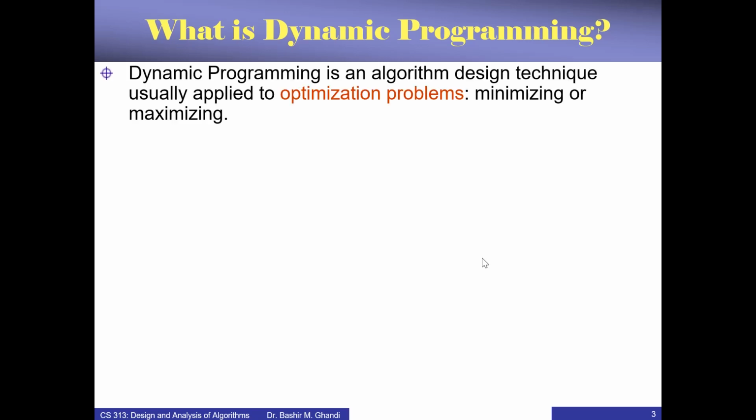Now let's try and see what dynamic programming means. First, we note that dynamic programming is an algorithm design technique that is generally applied to optimization problems. That is, problems that involve finding a minimum or finding a maximum. And as we may know, such problems usually have many possible solutions. The solutions are not unique.